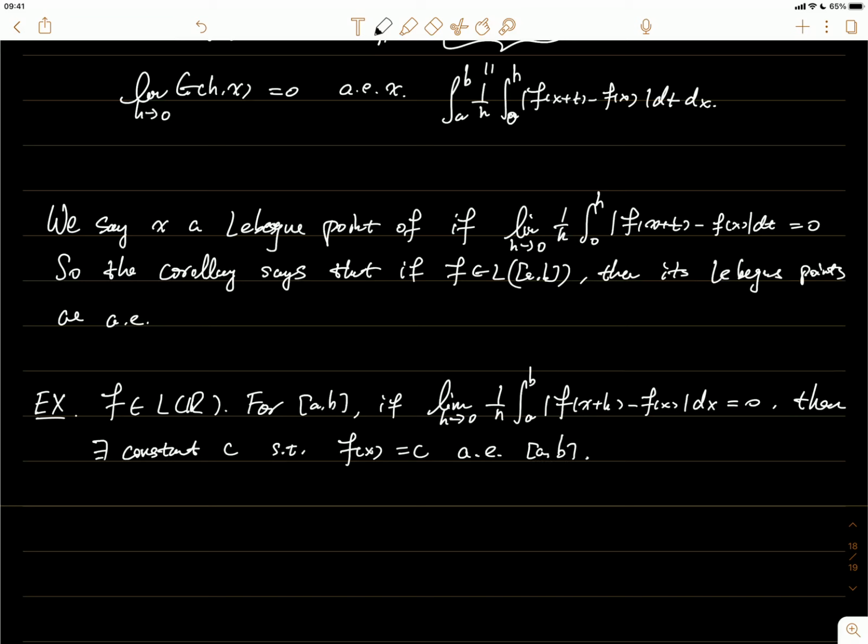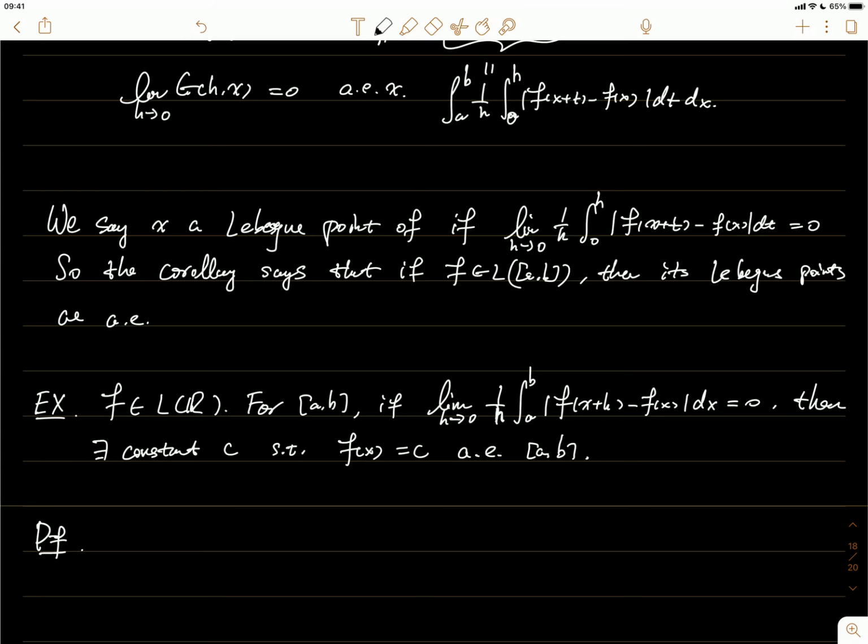Okay, so note that this is much stronger than before. It says that we shift the function by h, and then we take the integral of the difference over the whole interval, not just from 0 to h, but the whole interval, and then divide by h. If this limit still goes to 0 as h goes to 0, then we can claim that the function is a constant almost everywhere.